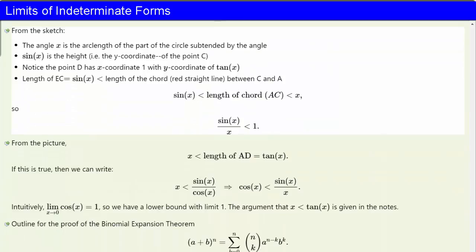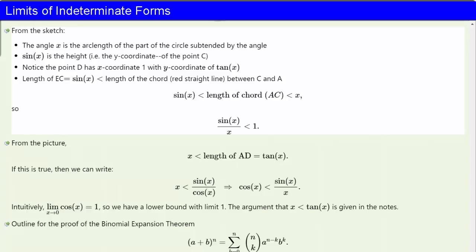From the sketch, we can identify the angle x as the arc length of the part of the circle subtended by the angle. The value of sine x, which is side opposite over hypotenuse, is just the height, that is the y-coordinate of the point C. Notice that the point D has x-coordinate 1, and therefore the y-coordinate of the point D is just tan x, side opposite over side adjacent. You should verify each of these observations carefully.